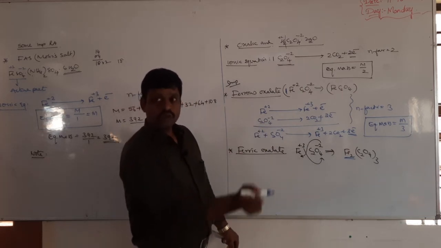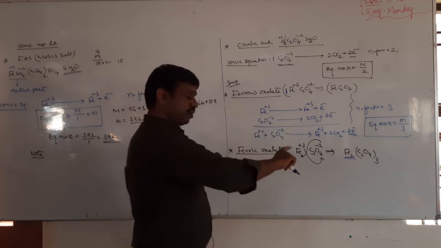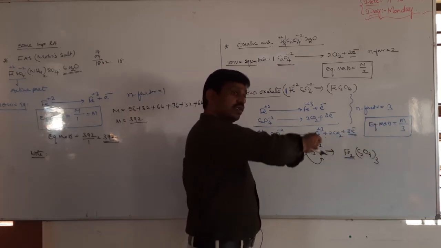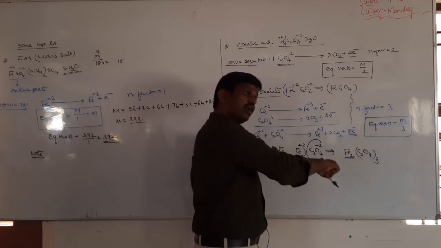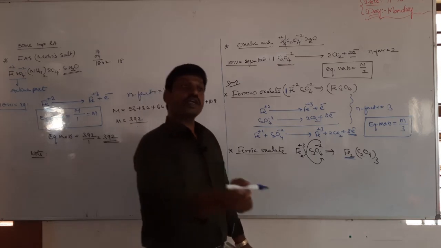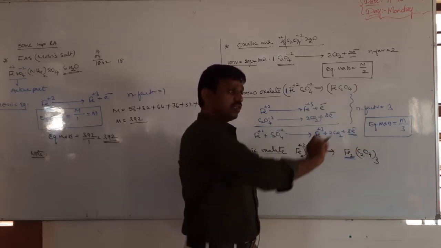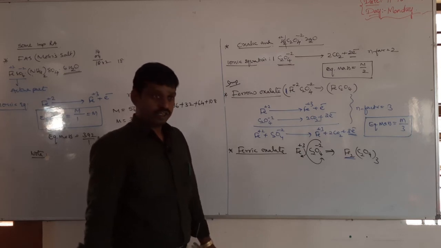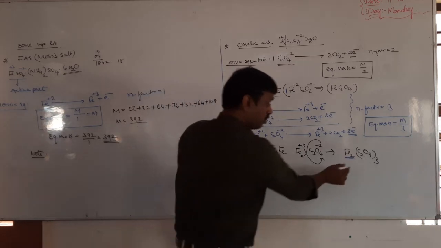It is not a reducing agent because it is already oxidized. Ferrous is converted into ferric, right? It has already oxidized, which means it already worked as a reducing agent. So further, ferric cannot convert into a higher oxidation state. That is why ferric cannot act as a reducing agent. Then leave the ferric ion.